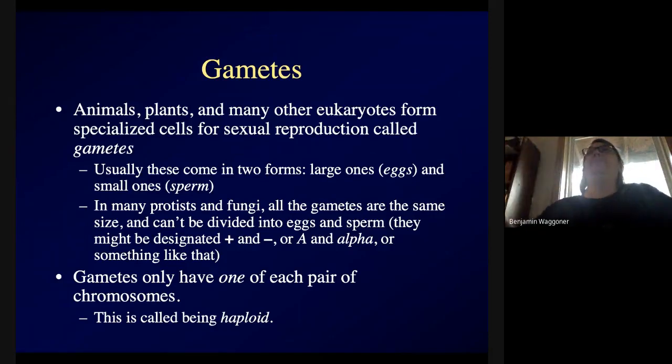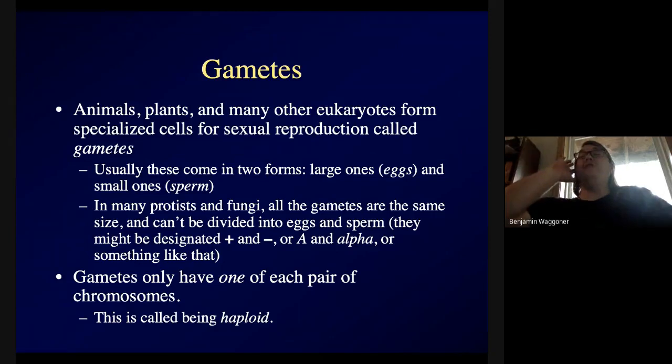The eggs are buried deep down in the flower, and the sperm are contained in pollen grains. This is true for animals. In many protists and fungi, the gametes are all the same size. We might call these plus type and minus type, or type A and type alpha, or something like that. But we don't call them eggs and sperm because the gametes look identical. That's true of a lot of seaweeds.